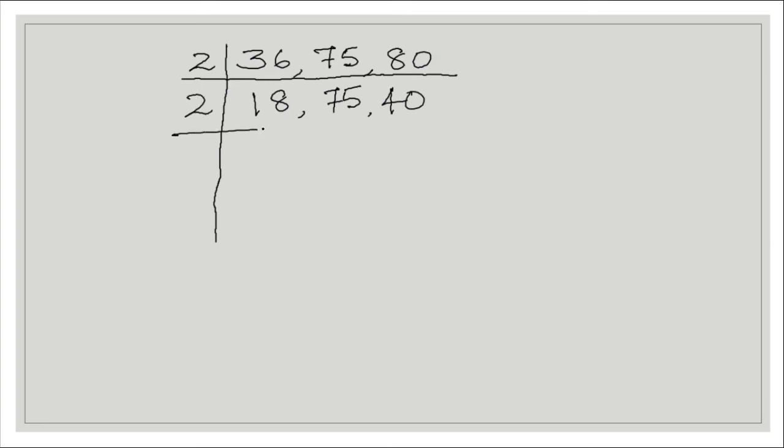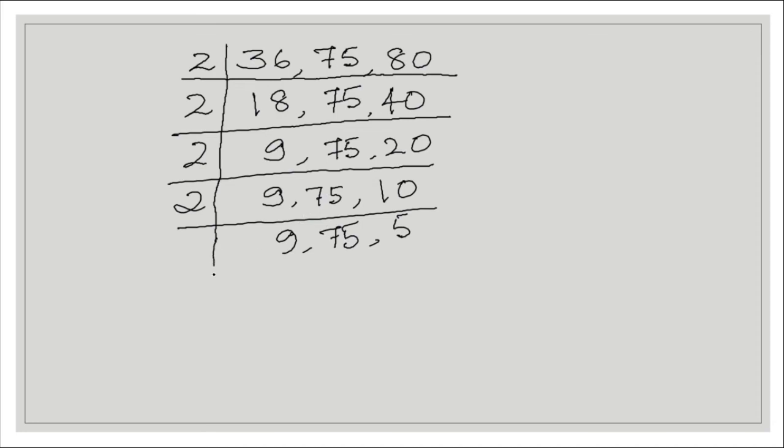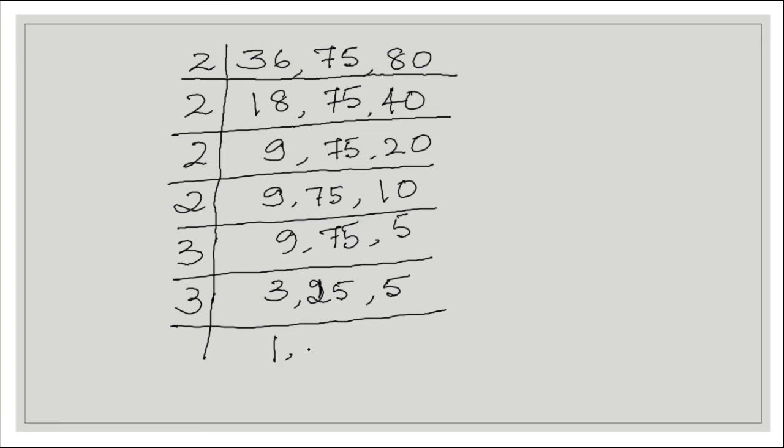Further, 2 divides 18 9 times, 75 as it is, 20. So 2 divides 9 as it is, 75 as it is, it becomes 10. Then 2 divides only 10 5 times, the rest of the numbers written like previous. Now we have to consider the next prime number. 3 threes are 9. 3 25 times is 75. Once again, 3 divides 3 1 time, the rest of the numbers as it is.